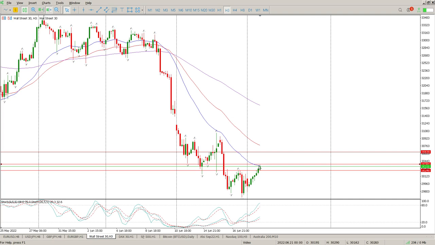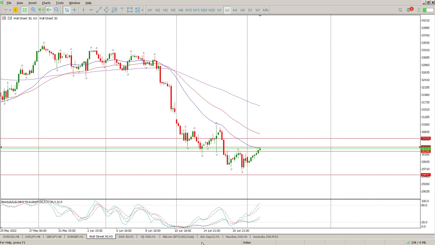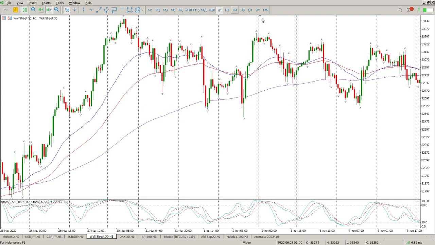So there is the first one, which we have touched already. That is very important. And remember what I said yesterday, we have this big range bar here. This range bar's measured move is still in play. It's down here at 29,537. So we're looking for structure to short off for a move to this 29,537 area.